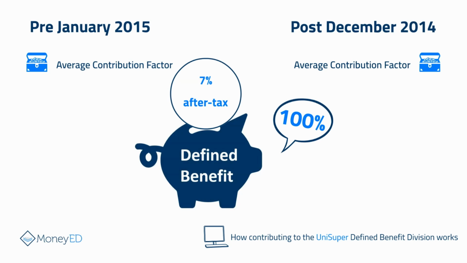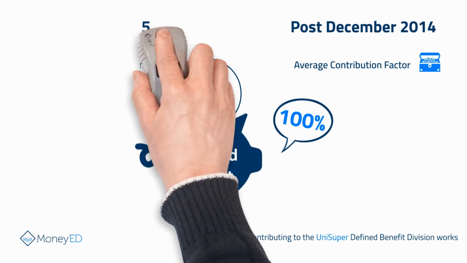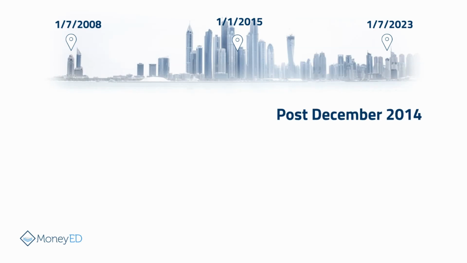Let's take a look at an example to demonstrate how the defined benefit is calculated. Kelly joined the UniSuper Defined Benefit Division on 1st of July 2008 and received a benefit estimate calculation on 1st of July 2023. Because Kelly joined the Defined Benefit Division before 2015, her benefit estimate will include both the post-December 2014 and pre-January 2015 parts of the formula.